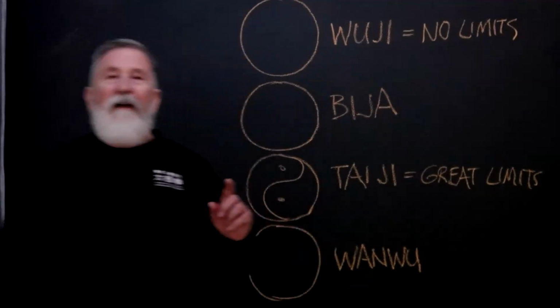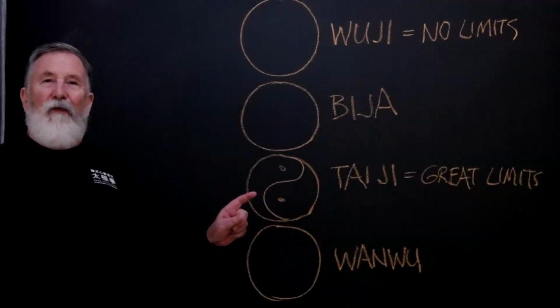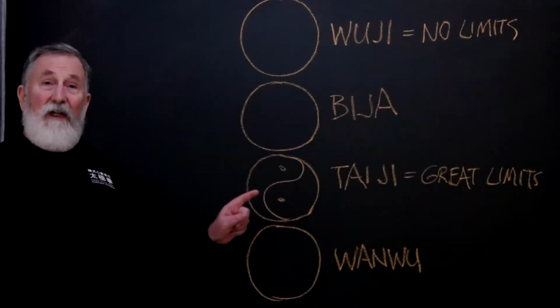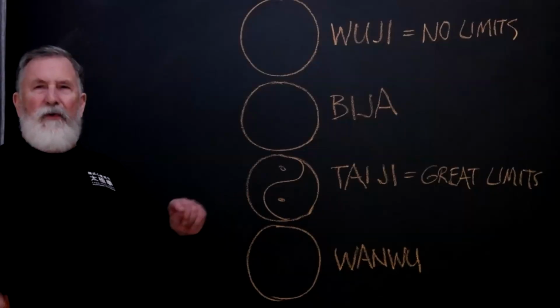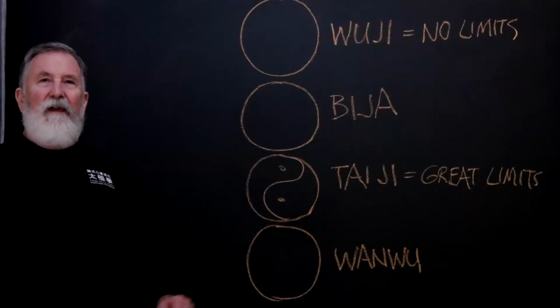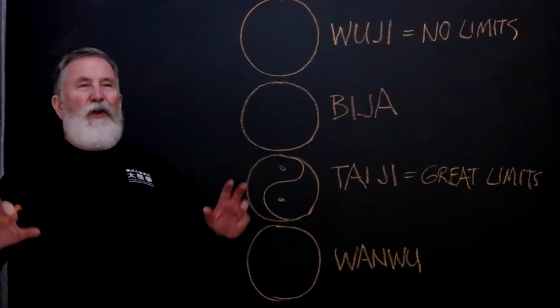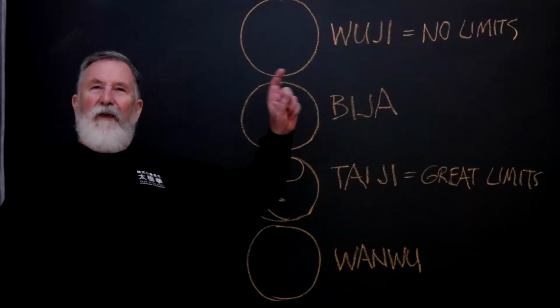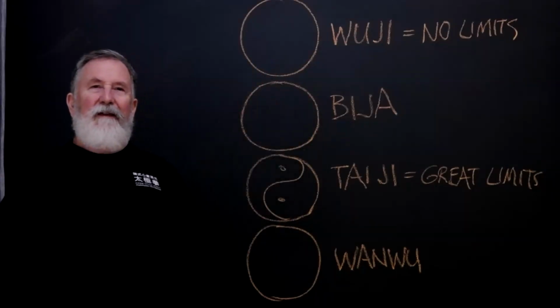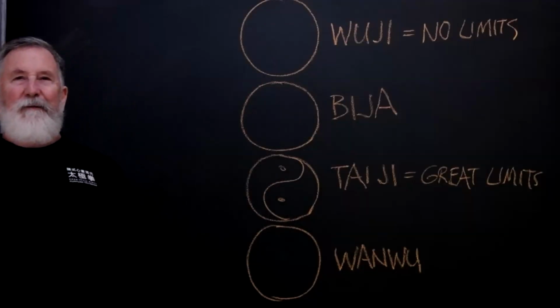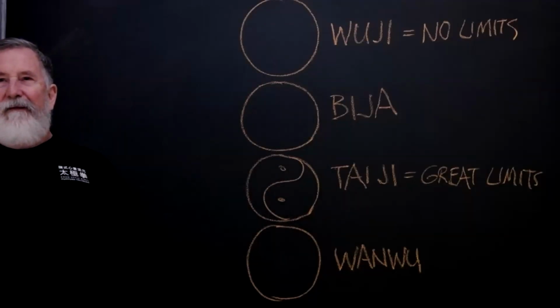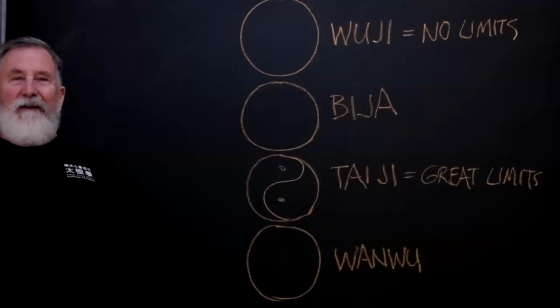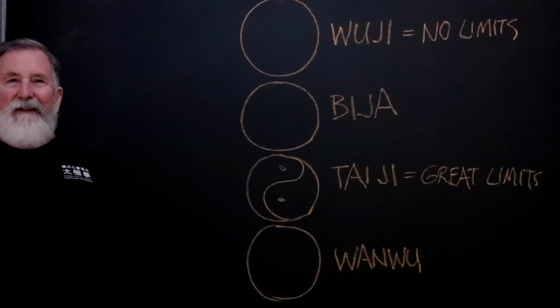So if this is the symbol for the great limits, yin and yang, the most extreme limits, the sort of pure categories, what would the symbol be for no limits? Yeah, Kevin. And that's it there, the empty circle. It's an empty circle. Exactly.